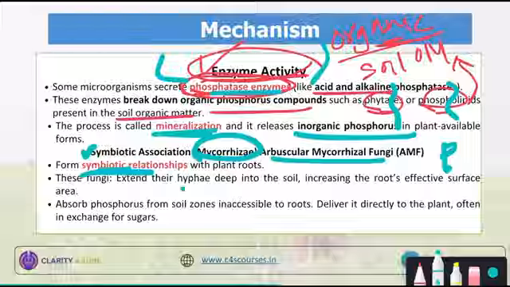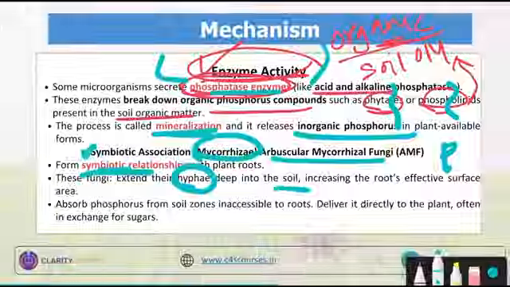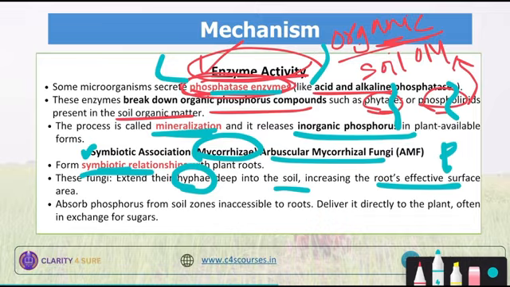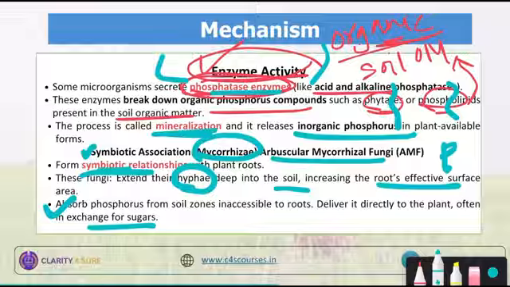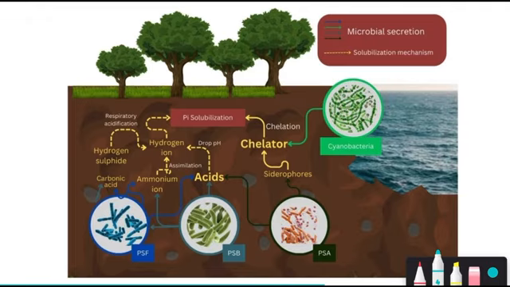Okay, what the fungi are doing is extending the hyphae deep into the soil, increasing the roots' effective surface area. They absorb more for the roots, and in turn they receive the sugar, the food, from the host plant. So that is more about increasing the surface area for the host plant. So this is the diagram, simply. This diagram concludes the mechanism part of the solubilizing bacteria.